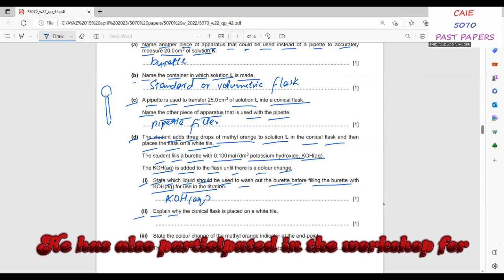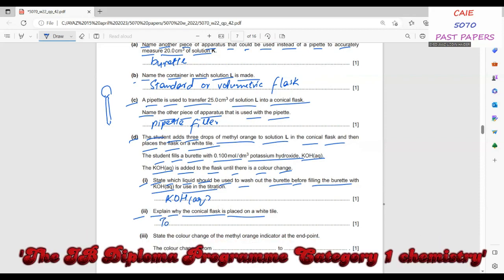Number 2, explain why the conical flask is placed on a white tile. You see the color change clearly. The color change is actually the indicator.